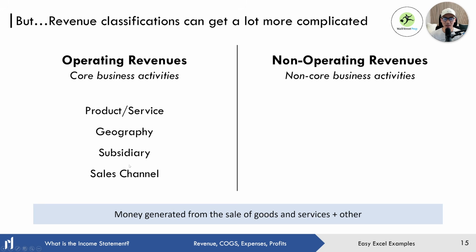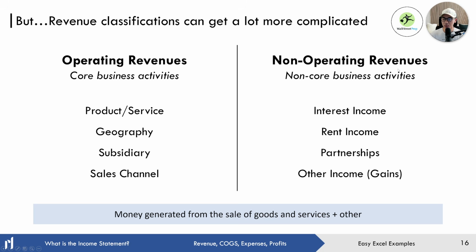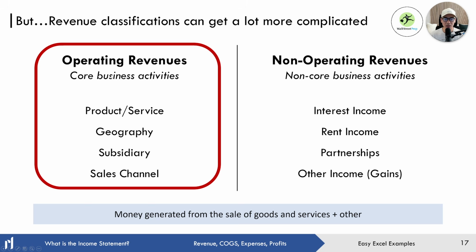This is really the major component of revenues. But you also have non-operating revenues, which relate to non-core business activities, such as interest income, rent income, partnership, other income. I wouldn't really worry about this too much. Like I said, the operating revenues is the bulk of most companies' revenues. Probably roughly 90% or more, 90 or 99% really. So that's revenue. I think most people understand what revenue is.